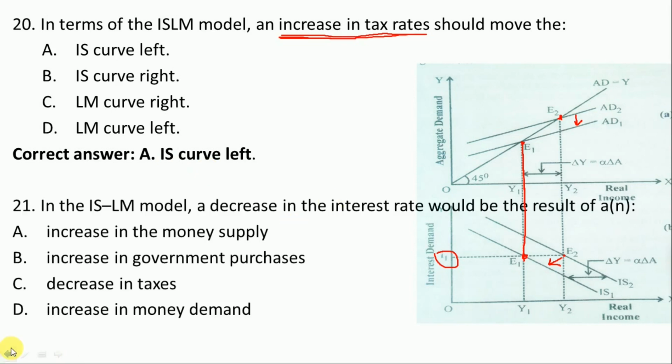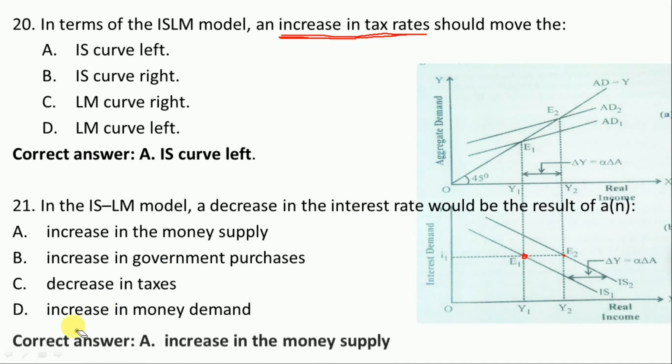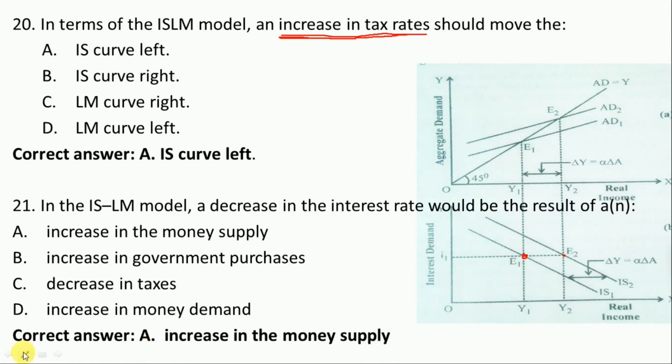Then the next, 21st question is about what? In the ISLM model, a decrease in interest rate would be the result of dash dash. रेट ऑफ इंटरेस्ट डिक्लाइन क्यों होता है इन ISLM मॉडल में? सो it is just because of rising the supply of money. जब सप्लाई ऑफ मनी बढ़ेगा, when there is an increase in the supply of money, as a result of that the rate of interest will decline, है ना. So this is about the, A is the answer.